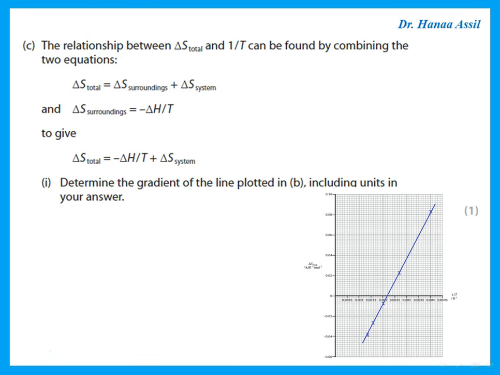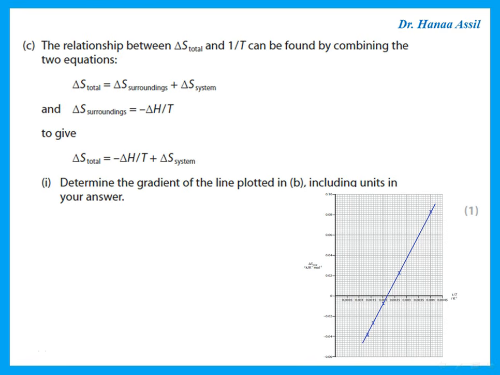The relationship between delta S total and 1 over T can be found by combining the two equations. We know that delta S total is delta S surroundings plus delta S system. Delta S surroundings is minus delta H over T, so the delta S total is minus delta H over T plus delta S system. Now, the first question says, determine the gradient of the line including units.